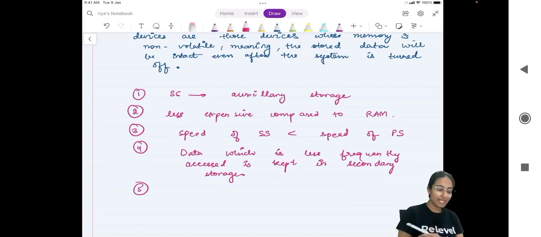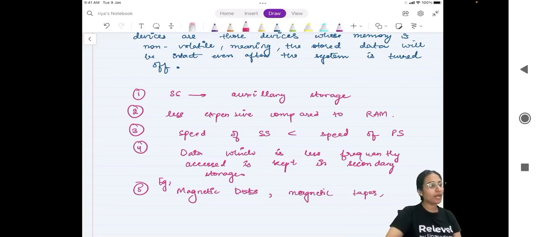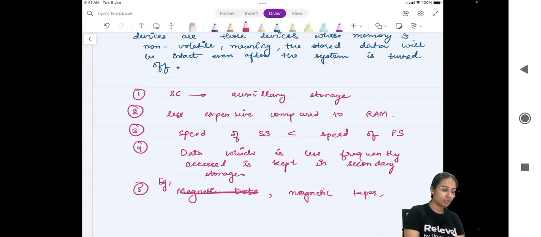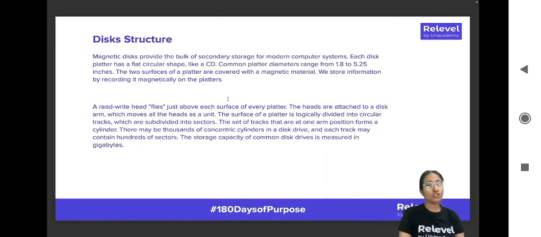Okay, and a few examples for that would be magnetic disks, magnetic tapes, and thumb drives, etc. are all a part of this. So in this module, we are going to focus very specifically on magnetic disks and talk about them in detail. All right. So magnetic disk provides the bulk of the secondary storage for a modern computer system.